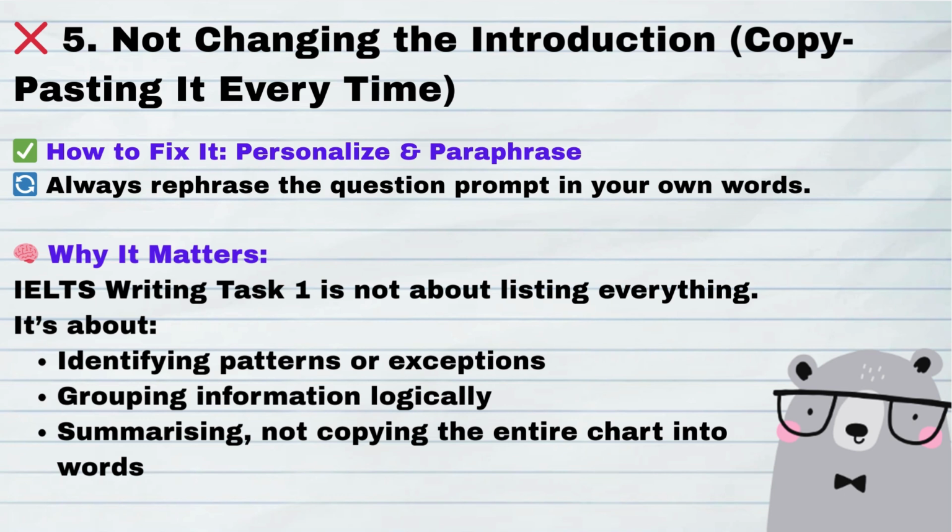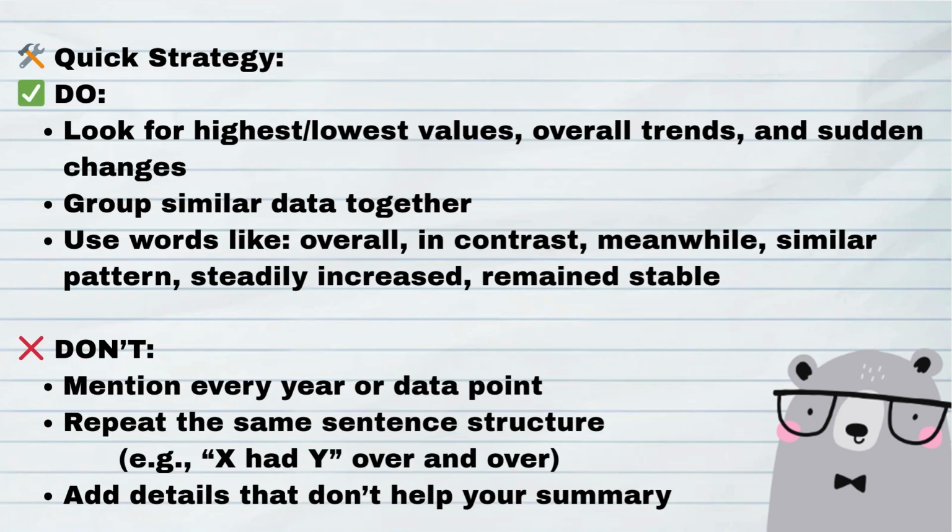Not to use high-profile vocabulary words, but again, try to keep it simple and use your own language. IELTS Writing Task 1 is not about listing everything. It's about identifying the patterns and exceptions, grouping information logically, and summarizing, not copying an entire chart into words.